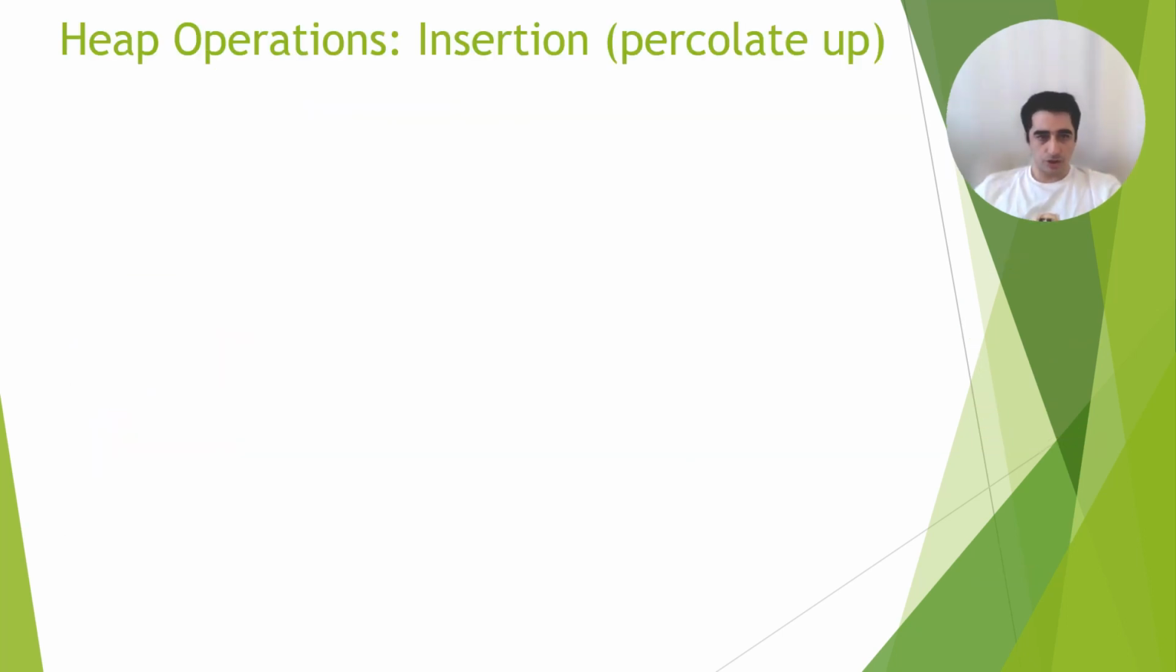The next operation of a max heap would be insertion. The insertion will create a state in the heap that is not following the max heap property. Therefore, we need an operation called percolate up. This is different from percolate down, which we did for the extract max. So let's see the details of the insertion operation.